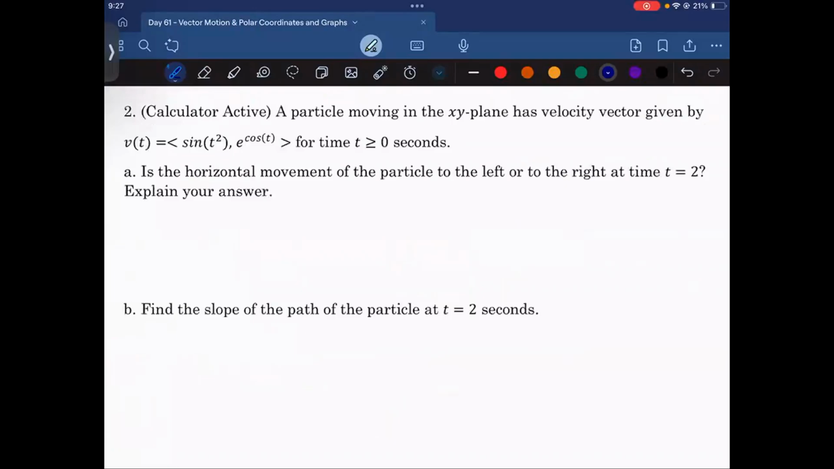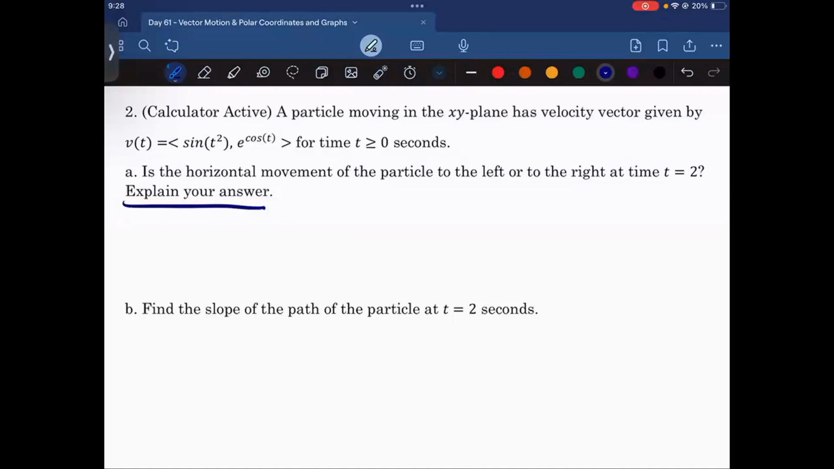Okay, another calculator active question. This one's a little bit easier, but a particle is moving in the xy plane, has a velocity vector given by this lovely thing for time t greater than or equal to 0 seconds. Is the horizontal movement of the particle to the left or to the right at time t equals 2? Explain your answer. Okay, remember to explain, right? If they tell you to explain, you gotta explain.